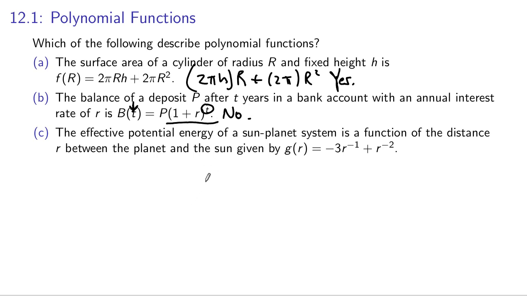The effective potential energy of a sun-planet system is a function of the distance r between the planet and the sun, and is given by g of r is minus 3 r to the minus 1 plus r to the minus 2. Well, here we have negative exponents. Remember, the n has to be 0 or positive. And so the answer is no, it's not polynomial.